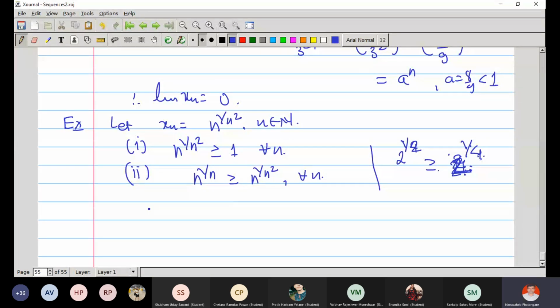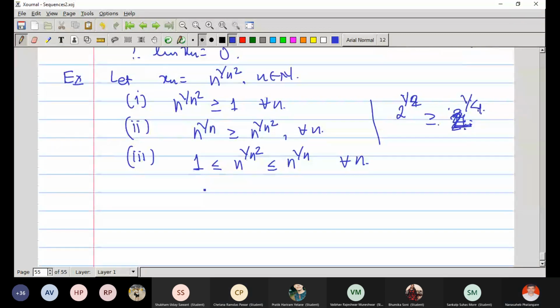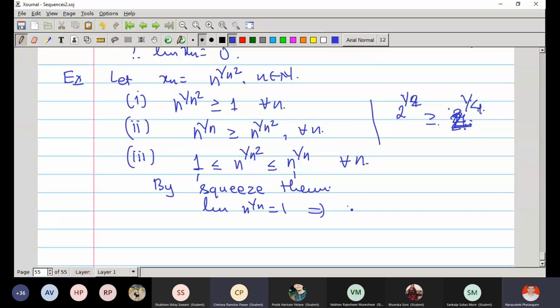So if you combine these two, what do we get? 1 is less than or equal to n raised to 1 by n square, which is less than or equal to n raised to 1 by n. Is it true for all n? Yes, sir. Squeeze theorem or sandwich principle. The limit of 1 is 1, the limit of n raised to 1 by n is 1, which implies what is the limit of the middle sequence? It is also 1.